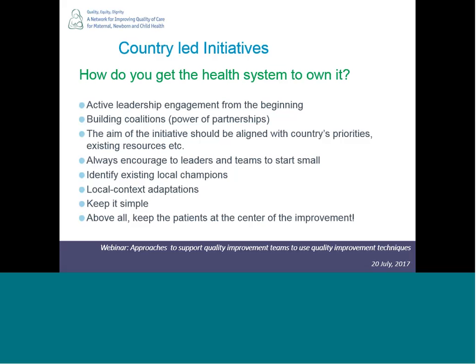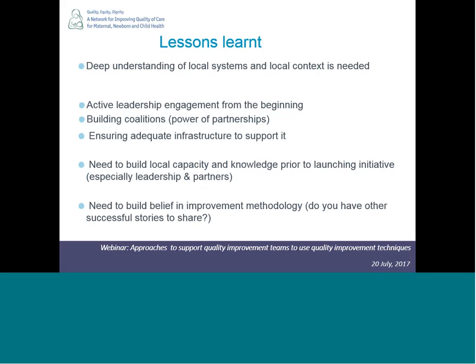So, active leadership engagement is key. Building coalition with other partners is key. There's always power in partnerships. And also, we should make sure that our aims are aligning with the country's priorities and the existing resources. We can also encourage leaders and teams to start small. We have to identify local partners that can work with the entire team, and also make sure we are keeping it simple and adapted to us. But above all, keeping the patients at the center of the improvement.